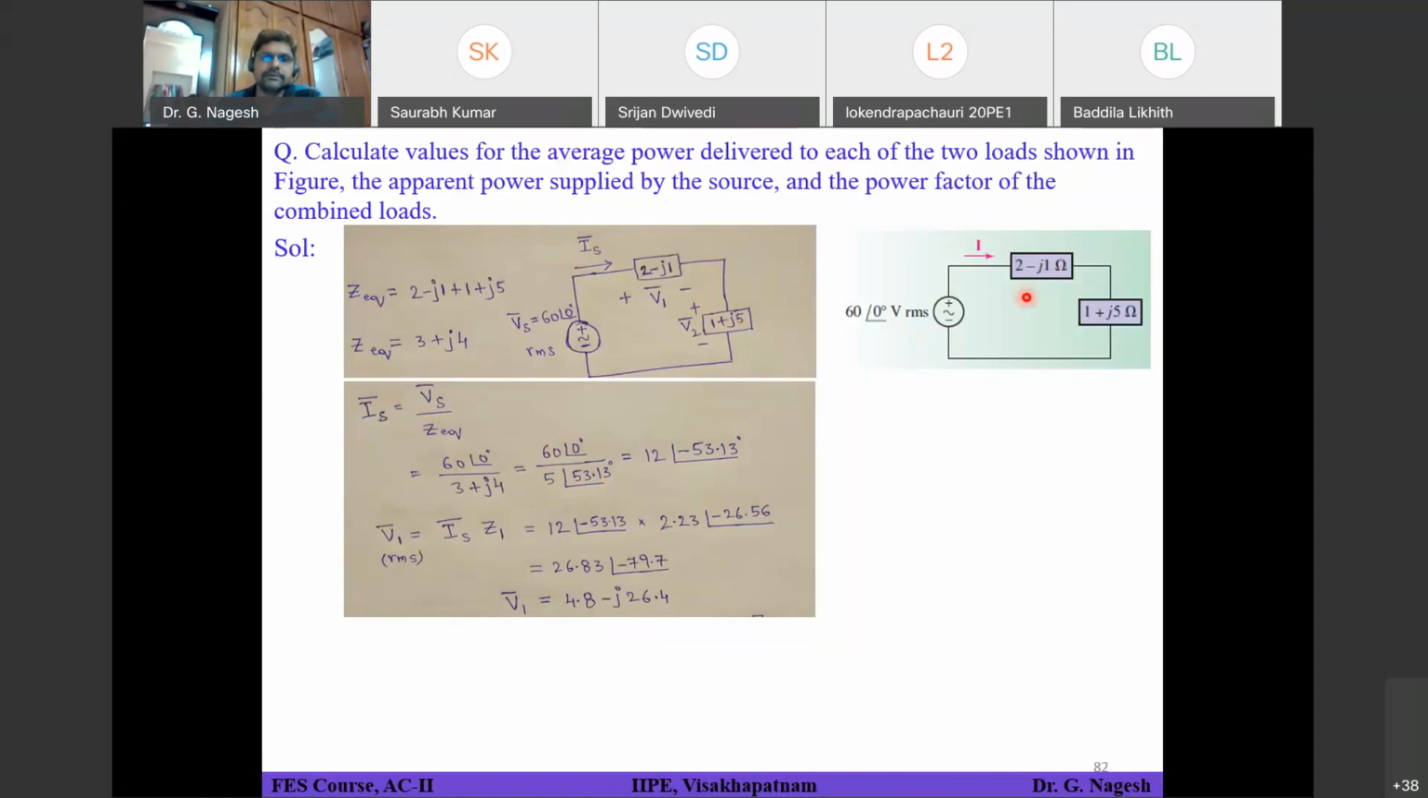So what is voltage V1? RMS value, because in the question 60 volts is given as an RMS value. So voltage RMS V1 is equal to simply IS into Z1, which is nothing but this 2 minus J1. So try to do that. You will get V1 equals 4.8 minus J26.4. Did anyone get this, or have you not calculated V1 at all?